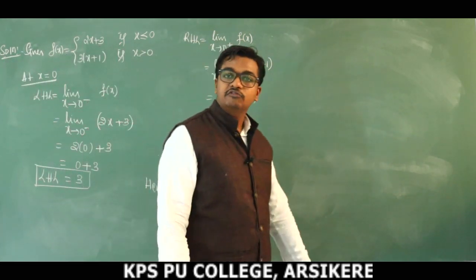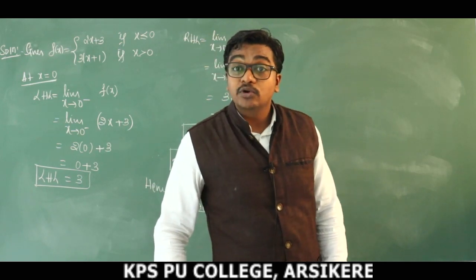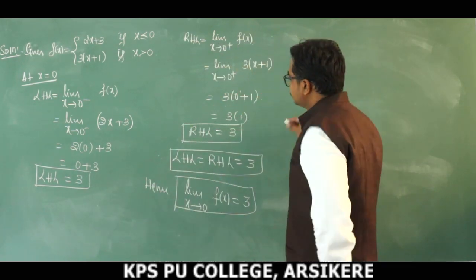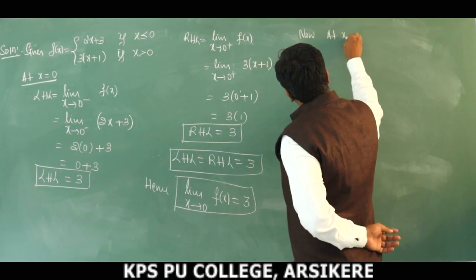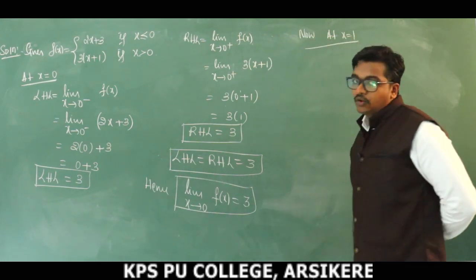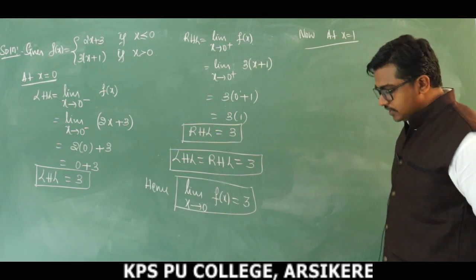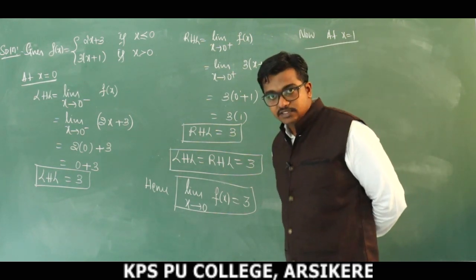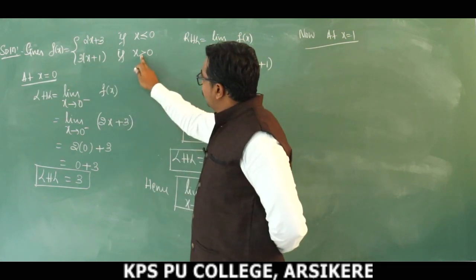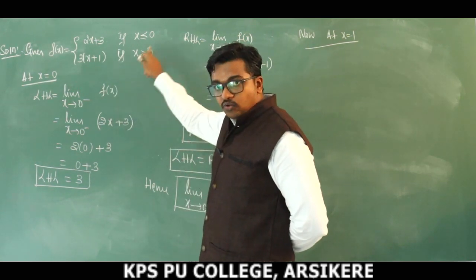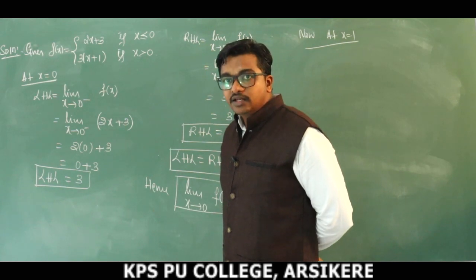And also here we need to find the limit as x approaches 1. Now at x is equal to 1, observe, the function is the same as it is: 3 into x plus 1. When x is greater than 0, here 1 is obviously greater than 0.